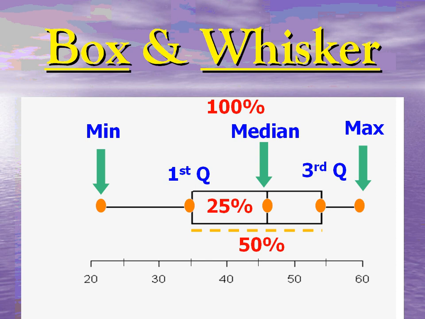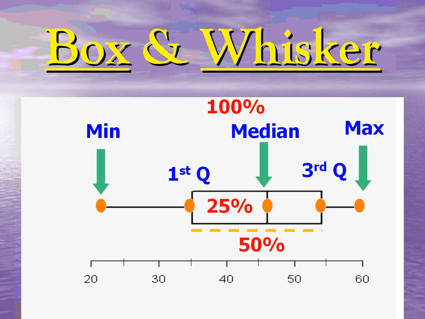So now, every single time on every single box and whisker graph, from the minimum to the first quartile will always be 25%. From the first quartile to the median will always be 25%. From the median to the third quartile will always be 25%. And last but not least, from the third quartile to the max, again, will be 25%. So when you travel from the min to the max, that represents 100%. Each of the whiskers are 25% apiece, and the box itself represents 50% of all the data.